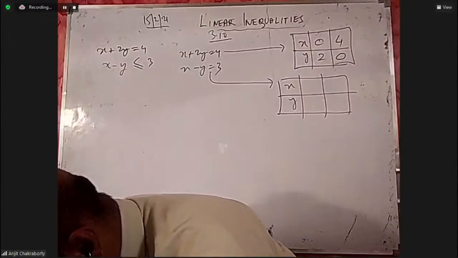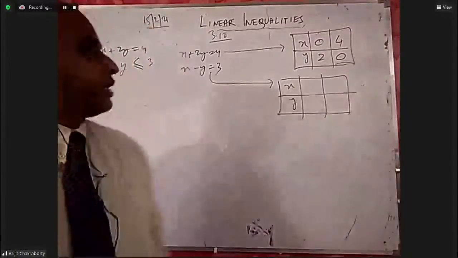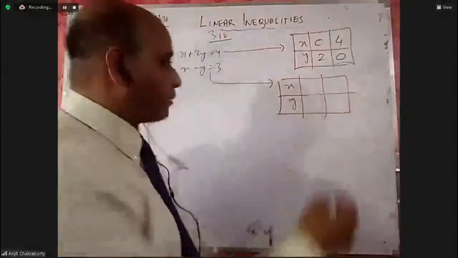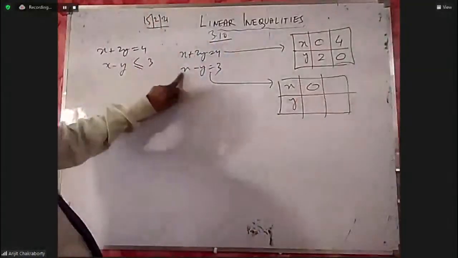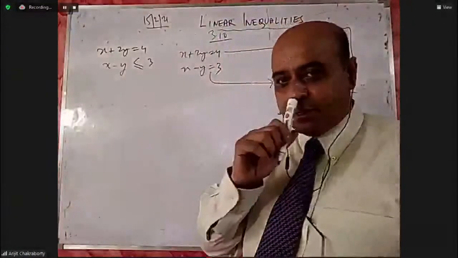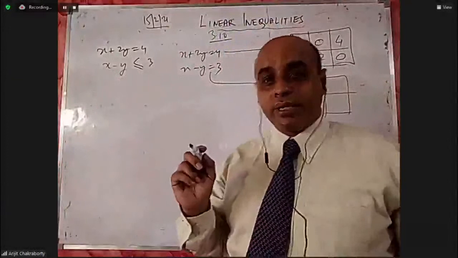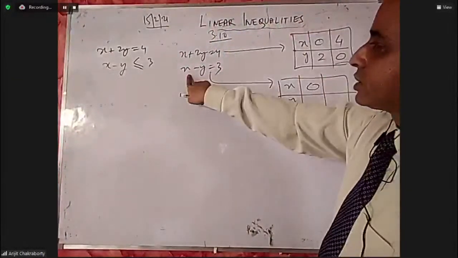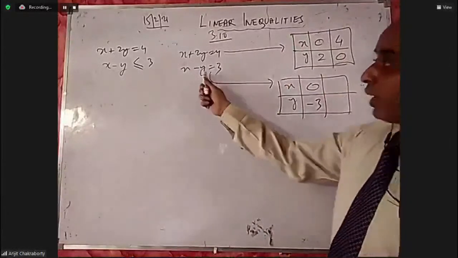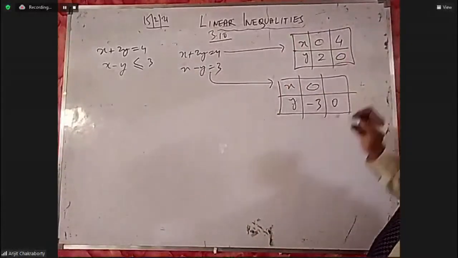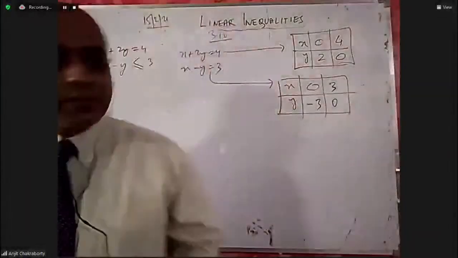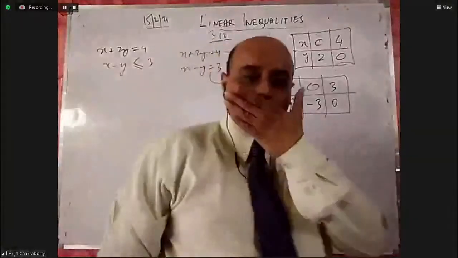And now we take x minus y equal to 3. So if x is equal to 0, what happens? If x is equal to 0, then y becomes how much? If x is 0, y is minus 3. And if y is 0, what happens? If y is 0, then x is 3. Okay. So great, we have done the problem.